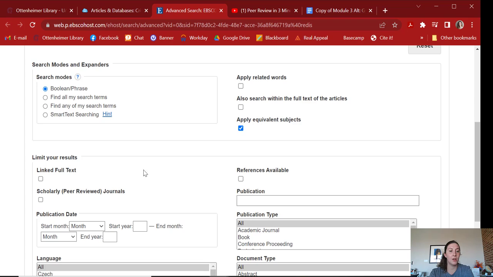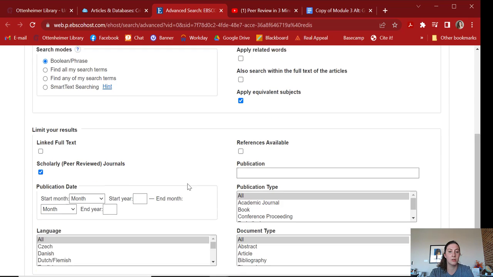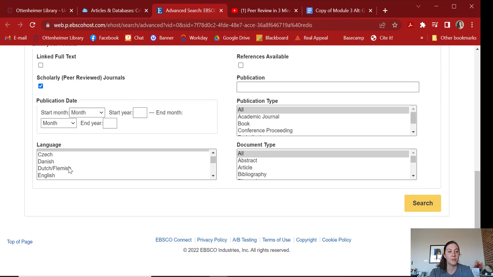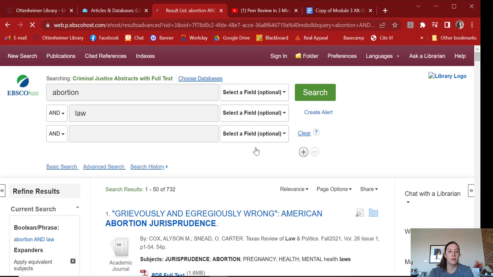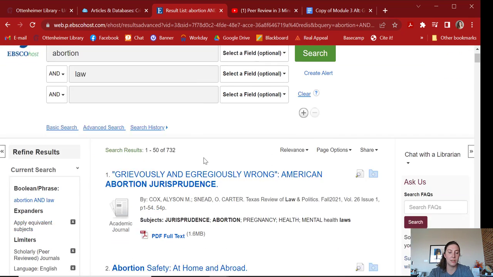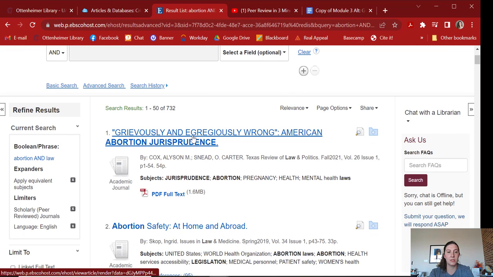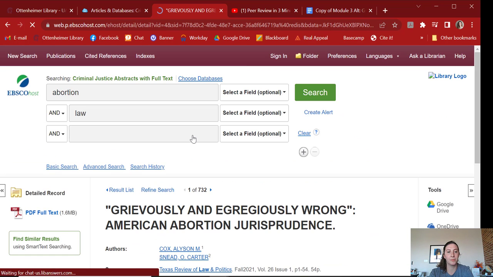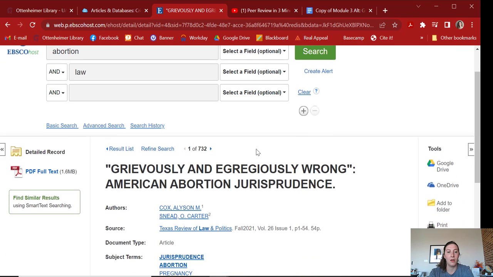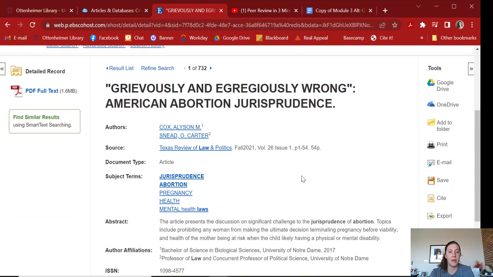From here, you can go through and select your scholarly or peer-reviewed journals. Also going to make sure that it's in English. So once you get your results and you go through, this is what is called the metadata.